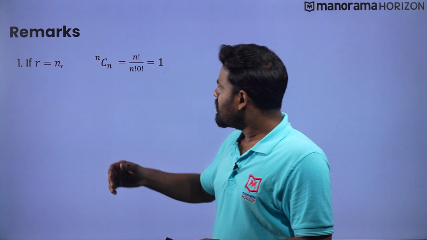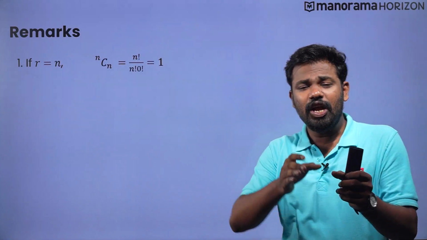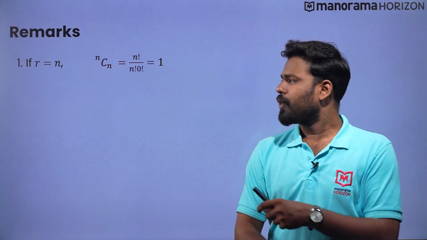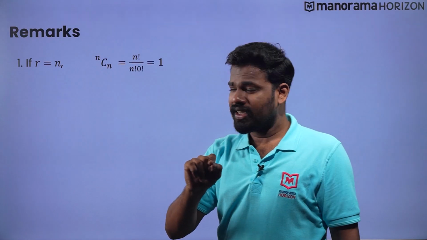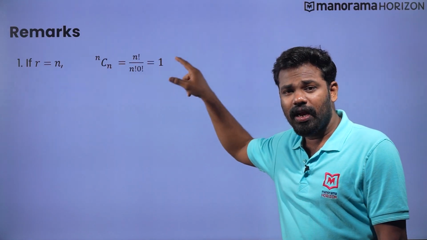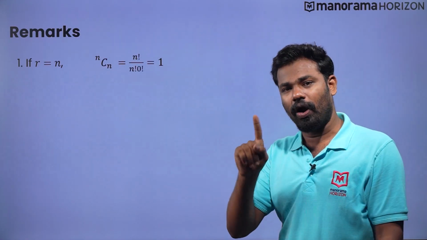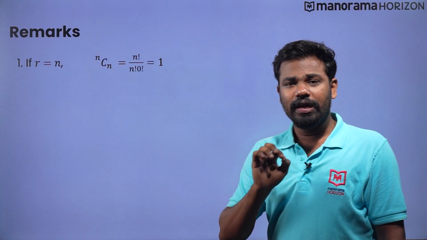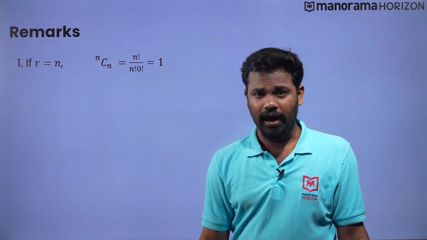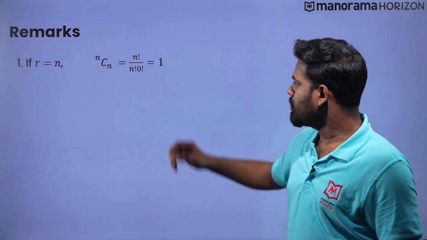Now, there are certain remarks that we have to remember. That is, if r is equal to n, that is, if you are selecting all the objects, suppose there are 10 fruits in front of you, you want to select all the 10. So r is equal to n in that case. So the formula will be nCn, which is nothing but n factorial by n factorial into (n minus n) factorial, which is 0 factorial. And what is 0 factorial? 1. So doing all the final calculations, you will get it as 1. So when you have 10 objects in front of you, you want to select all the 10 from that. That can be possible in only how many ways? 1 way. So that is the first remark.